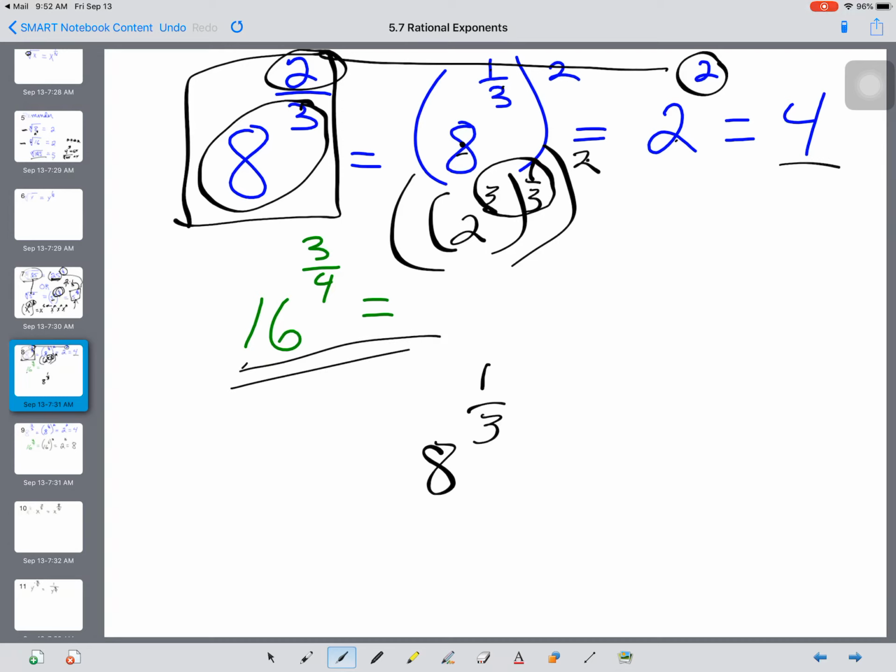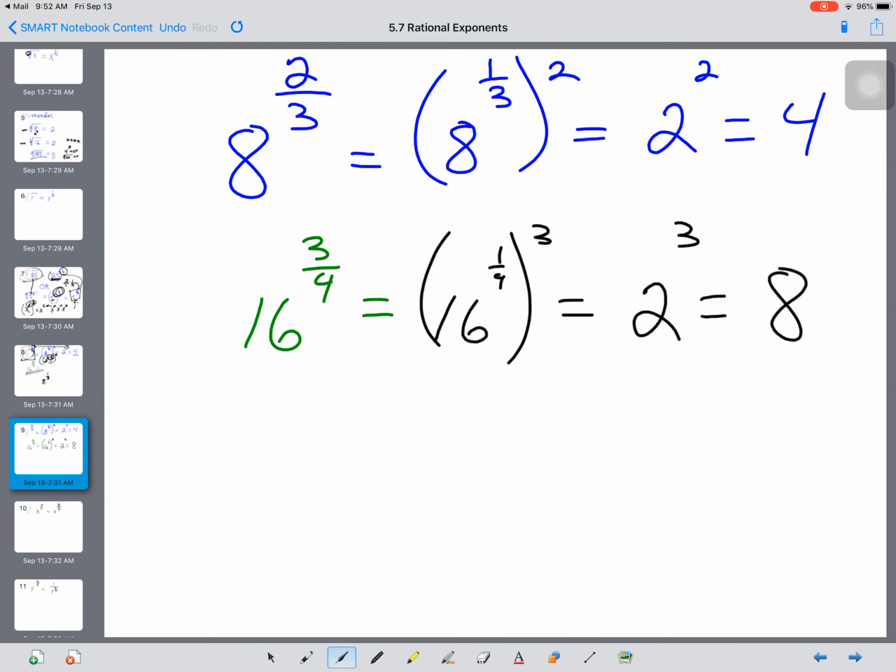Pause the video for a second and try this one, see if you can come up with an answer. I'm going to take the 4th root of 16 first. Well, the 4th root of 16 is 2, and then I'm going to raise 2 to the 3rd power and get 8. This is a good skill to have. I will ask you a question just like this on a test or a quiz.